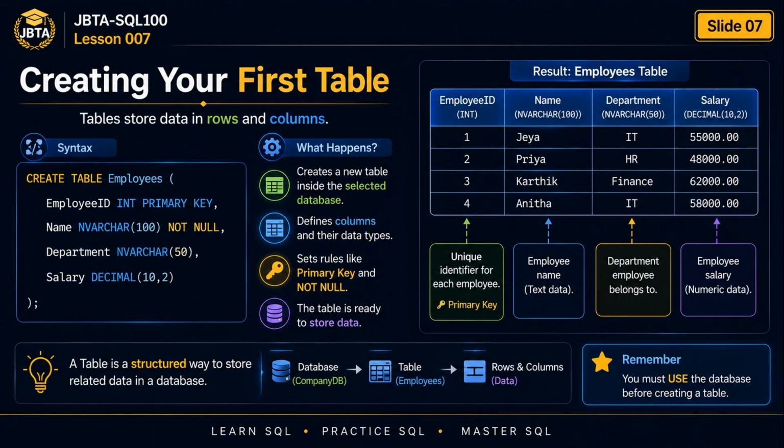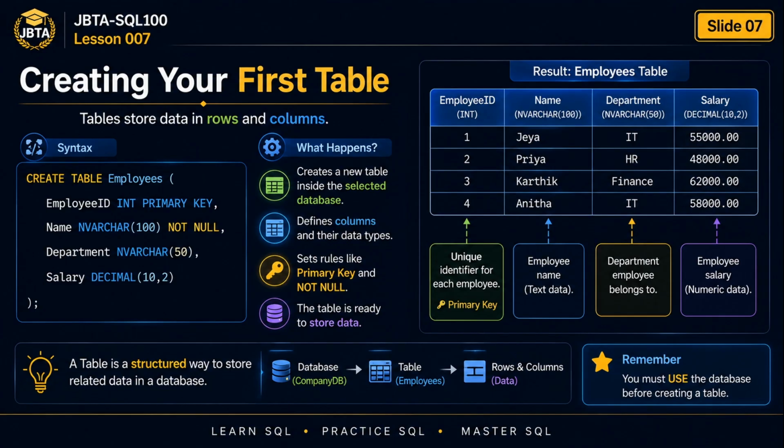In this example, we're creating a table named Employees. Let's understand the SQL statement one line at a time. First, we write CREATE TABLE Employees. This tells SQL Server that we want to create a new table called Employees. Next, inside the parentheses, we define the columns. The first column is EmployeeID PRIMARY KEY. Here, EmployeeID is the column name, INT means it stores whole numbers, and PRIMARY KEY means every employee must have a unique ID. No two employees can have the same EmployeeID.